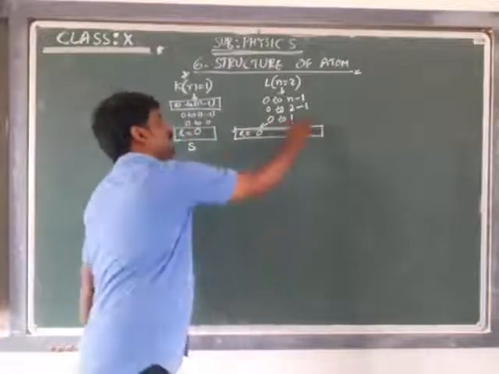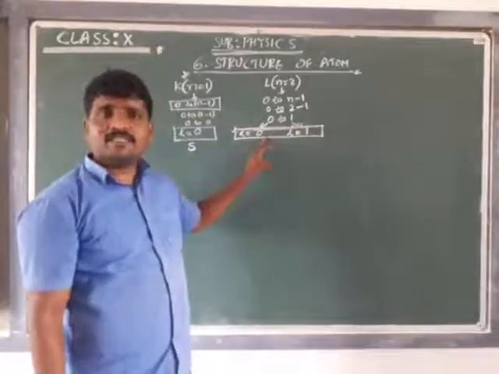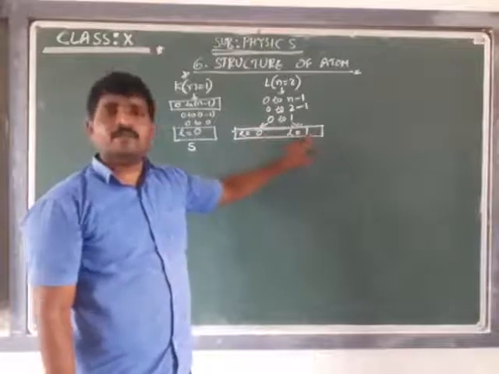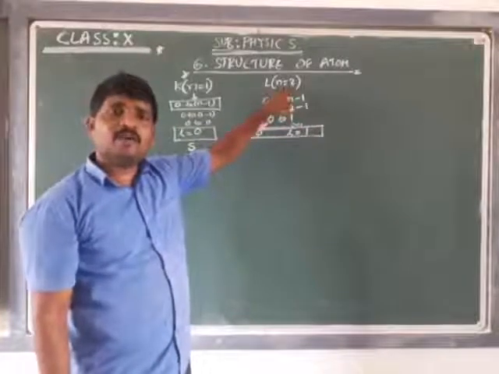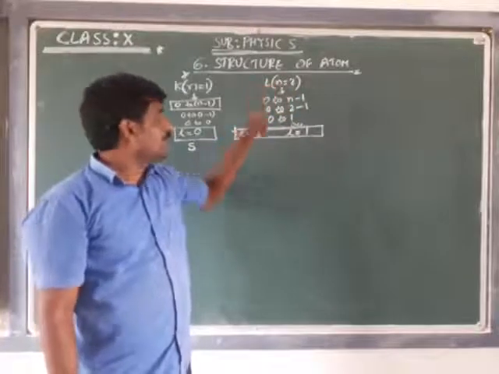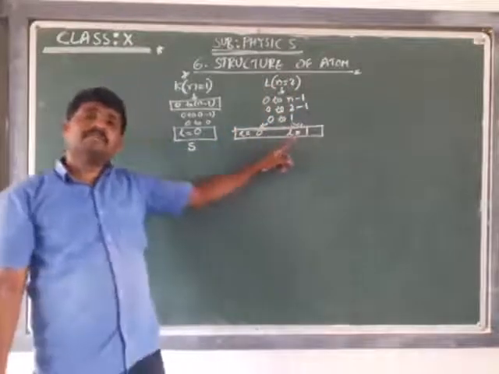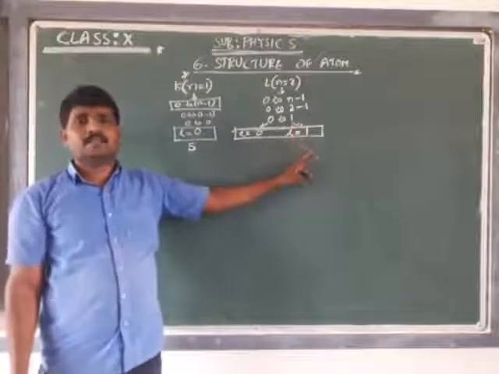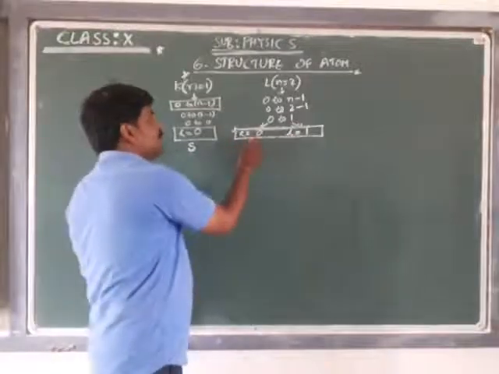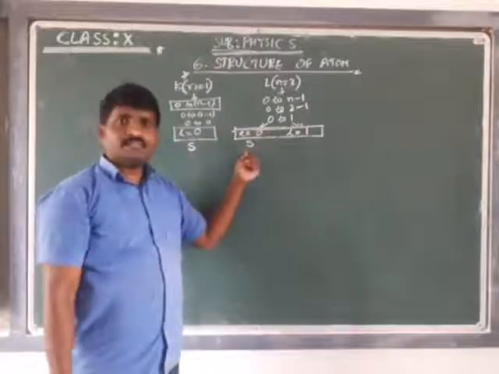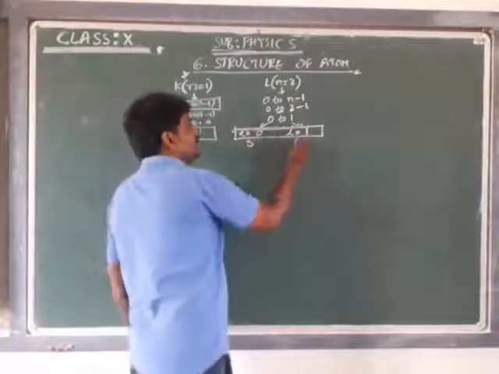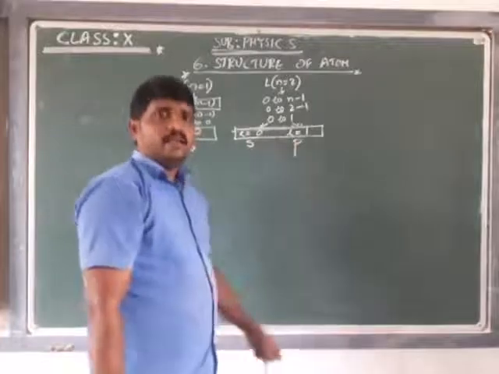We have two subshells here. L is equal to 0 is one subshell, and L is equal to 1 is one more subshell. That means, based on the principal quantum number of the respective shell, we can identify how many subshells that shell can possess. If L is equal to 0, it is denoted by S. If L is equal to 1, it is denoted by P. That we have already discussed.